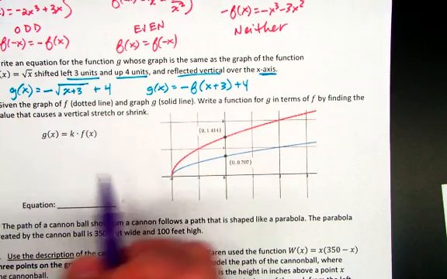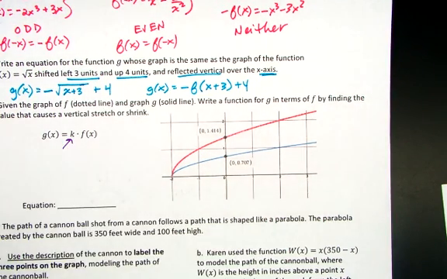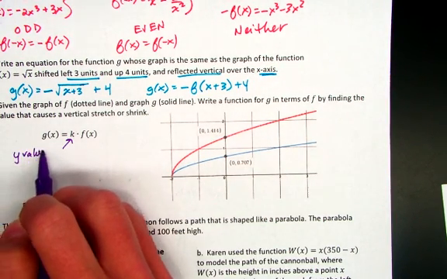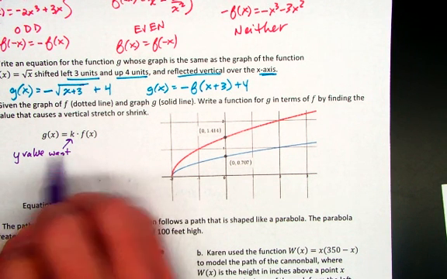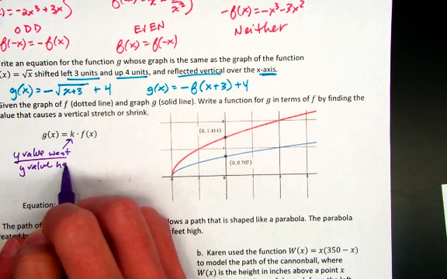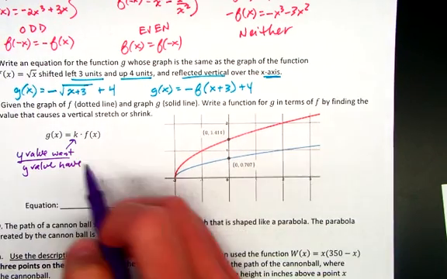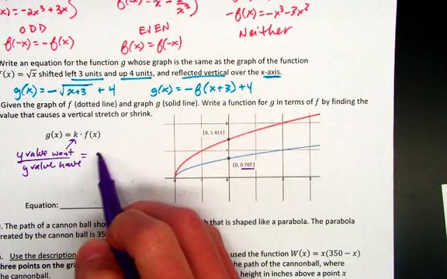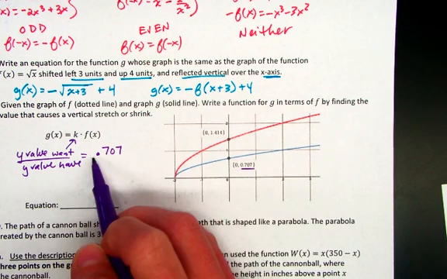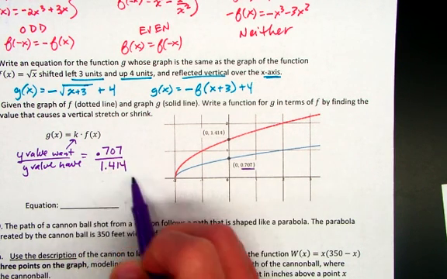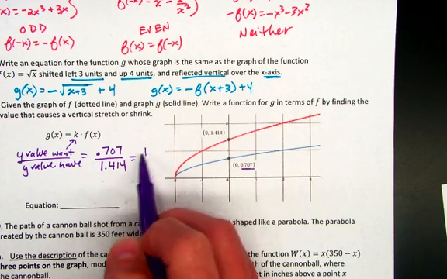Okay, so what we're going to do to get this K value, it's going to be the Y value that we want divided by the Y value that we actually have. In this case, we want our Y value to be 0.707. The y value we have is 1.414. So this k value needs to be half.